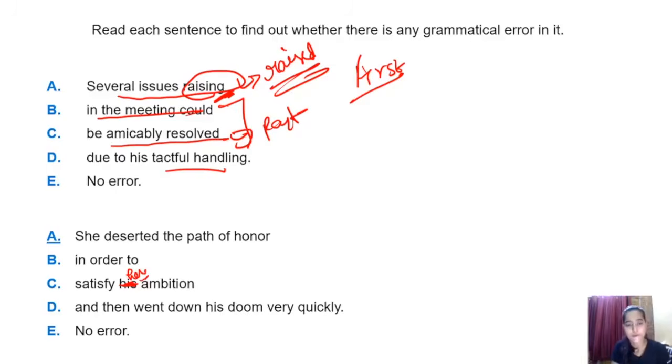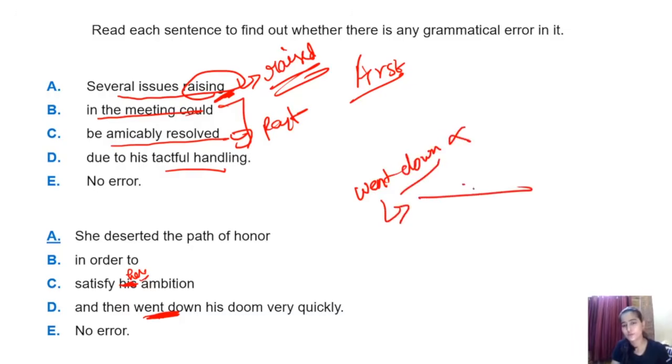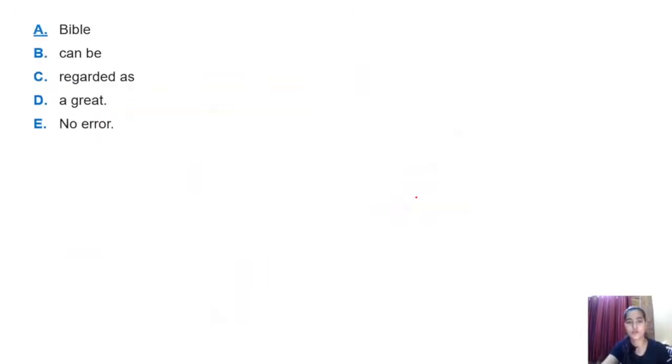Now went down, do you think then went down his doom? Doom here in the sense means to meet something, to face something. Now went down is not the proper word that should be used here. Went down is something related to retardation, to come down. So went down should not be used here. We can use met here, and again here it should be her, and then met her doom very quickly, right?